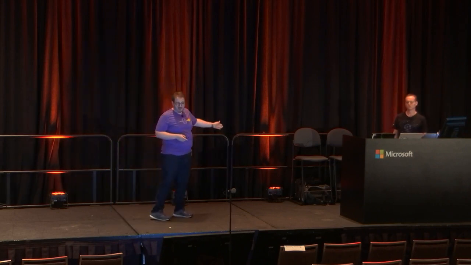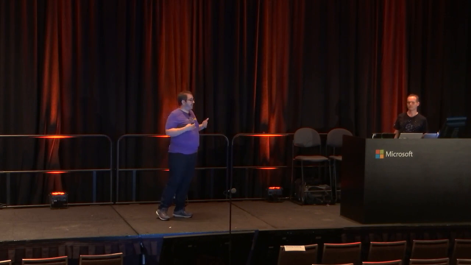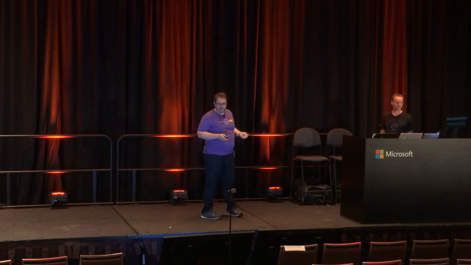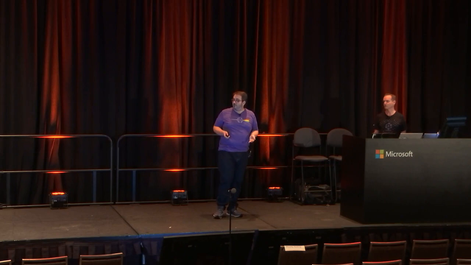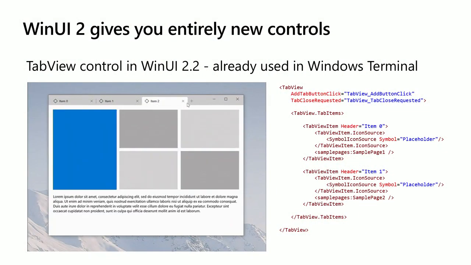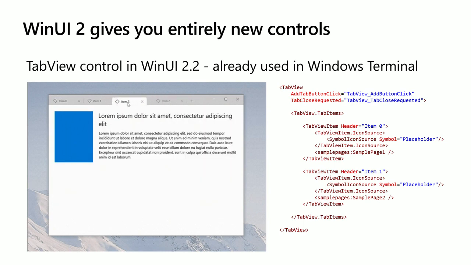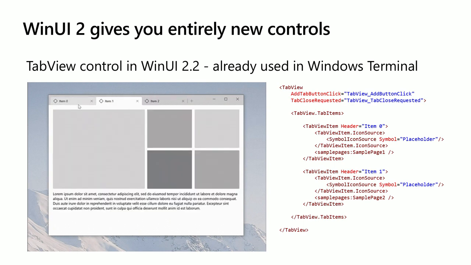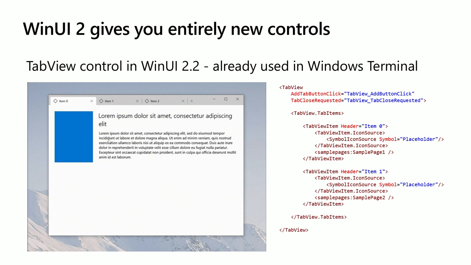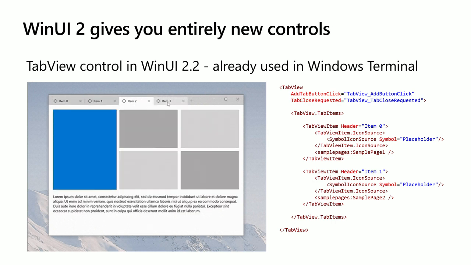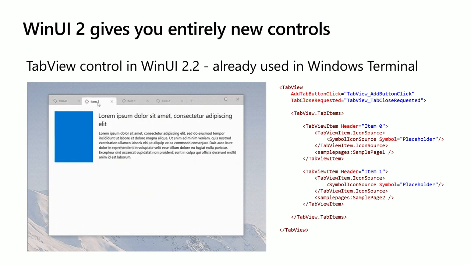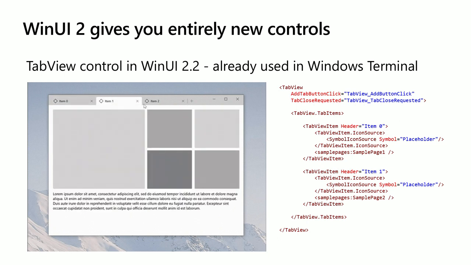What's new in WinUI 2 specifically? Well, we've had 3 releases since the initial one last year at Ignite. And that just shows the agility that we're getting with this new way of delivering the platform to you, with dozens of new and improved features and customer-driven feature requests in there. That means we're giving you entirely new controls. For example, there's a tab view control in WinUI 2.2. This just released a few months ago, and it's already used in the Windows terminal. So if you're using the Windows terminal, that's using WinUI 2.2 and the tab control from WinUI 2.2.